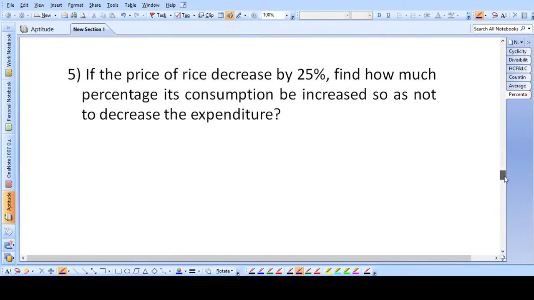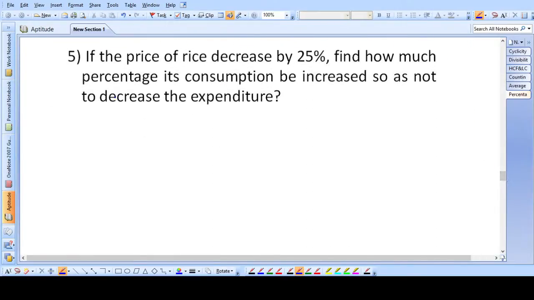Now the second case, similar to this. If the price of rice decreases by 25%, let's see what happens in future. If the price of rice decreases by 25%, find by how much percentage its consumption should be increased so as not to decrease the expenditure.